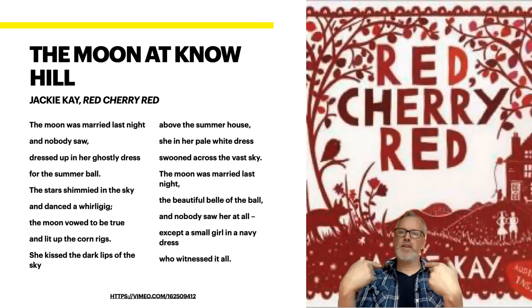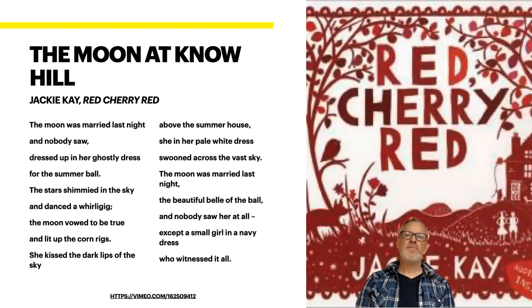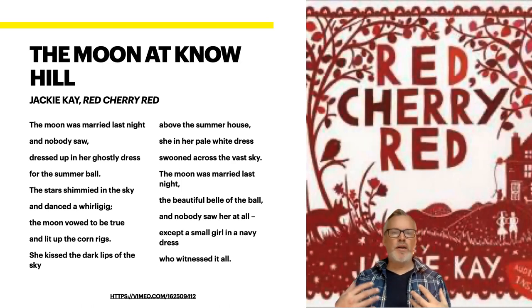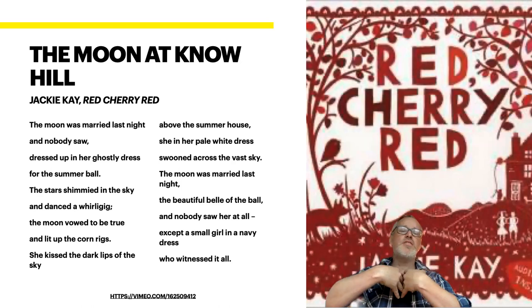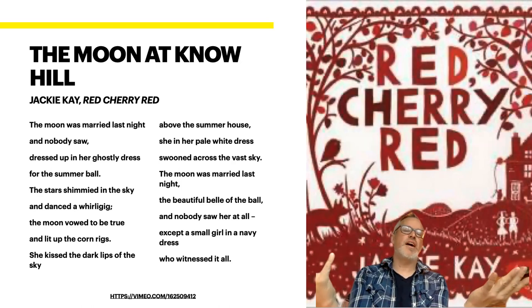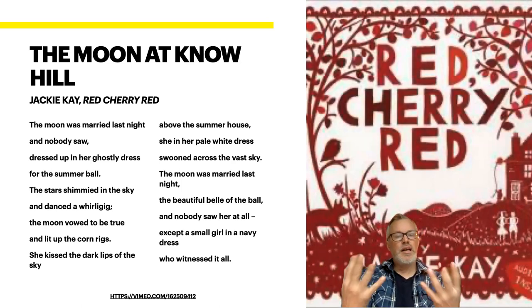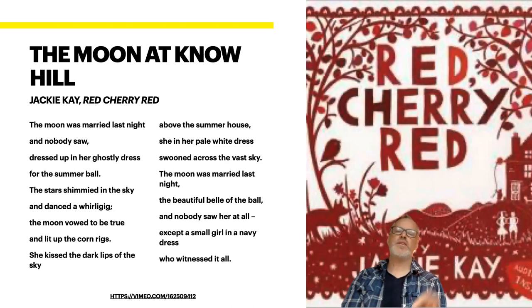Lovely. Very poorly read by me. Sorry about that. Do go to the link there on Vimeo. That's from a resource that I recommend very strongly for use of literature and poetry in primary. So they're all there. You'll see it as you go in. I think Jackie reads it a bit better because, of course, the conceit is the moon is personified as a person. And then we have a witness. Nobody saw her at all except a small girl in a navy dress who witnessed it all.